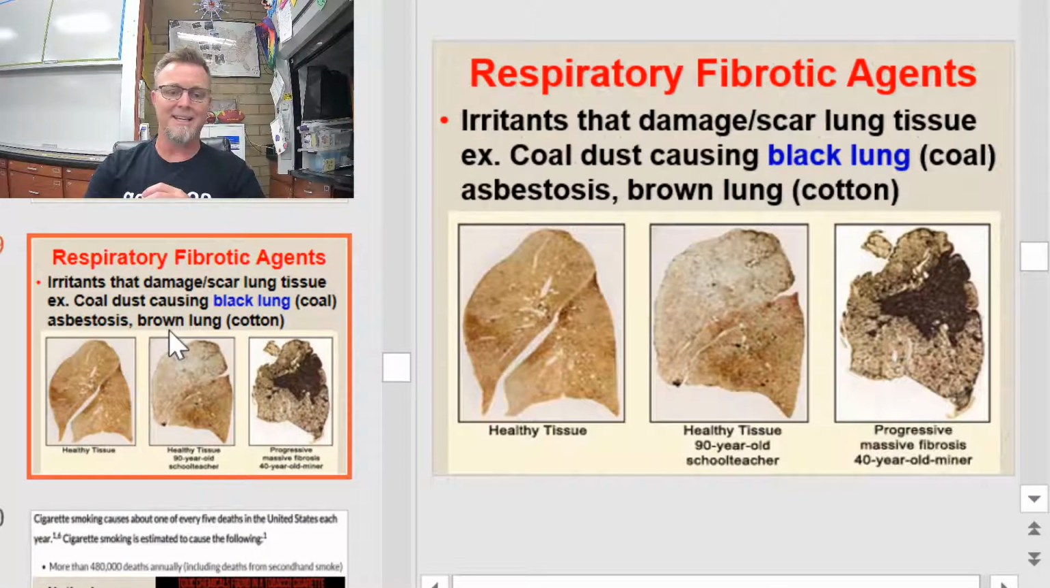Respiratory fibrotic agents. These are things that irritate, damage, and scar lung tissue. Probably some of the best known are coal dust and asbestos. Coal dust causes black lung disease.